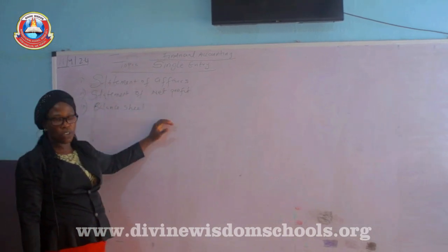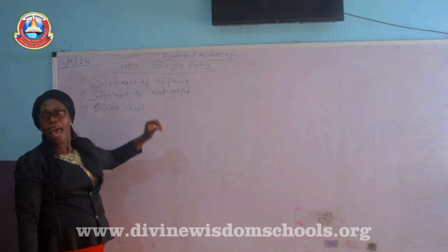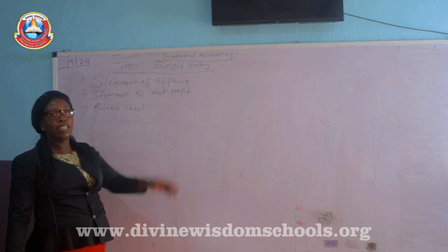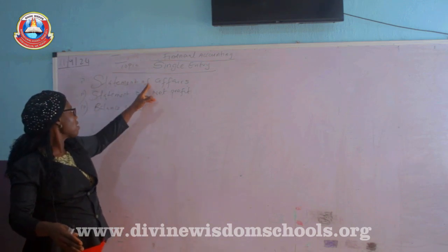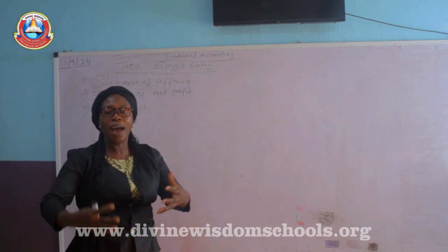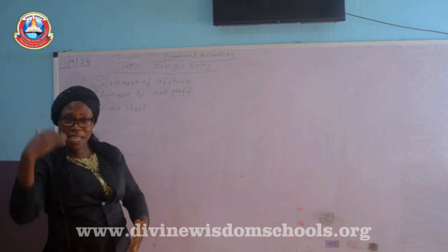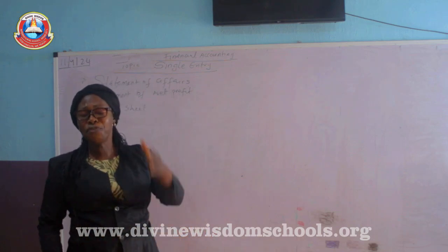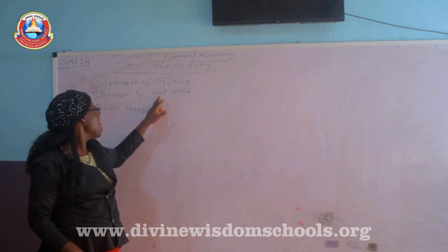Now, statement of profit. Of course, we know how to determine our net profit in single entry. How to determine our net profit in single entry is to compare the capital of each statement of affairs. We have our opening capital, we have our closing capital. We have to compare it for us to get what? To get the net profit. If opening capital is greater than the closing capital, there is net loss. But if closing capital is greater than the opening capital, there is net profit.